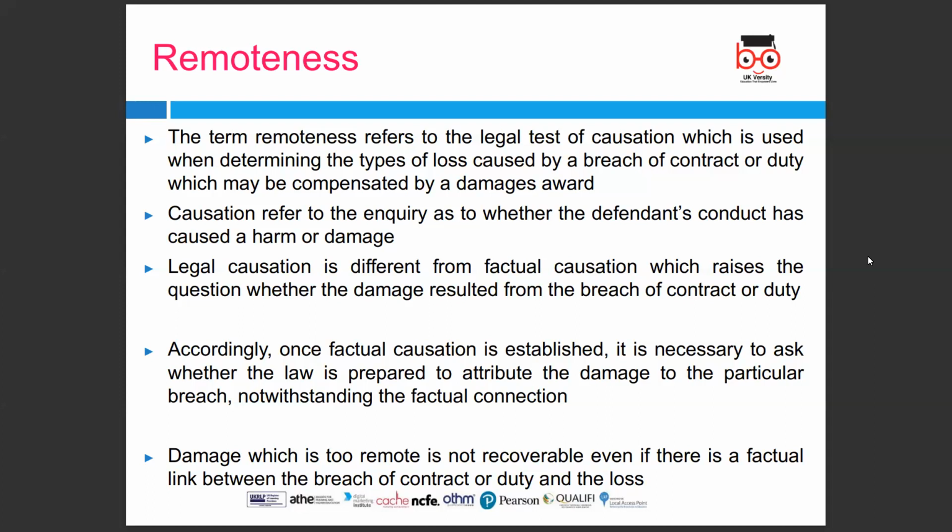It was held in this case that the solicitor was liable for the difference in value between what it was worth without the defect and what it was worth with the defect. However, he was not liable for the added loss caused by the need to move, as it was not in the reasonable contemplation of the parties that he would move so soon after the sale.